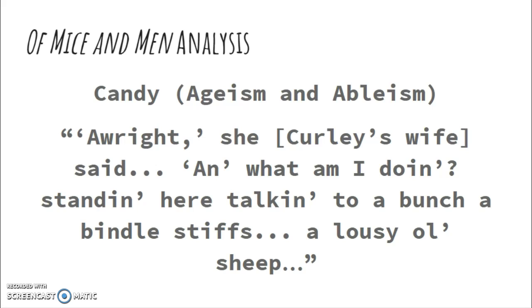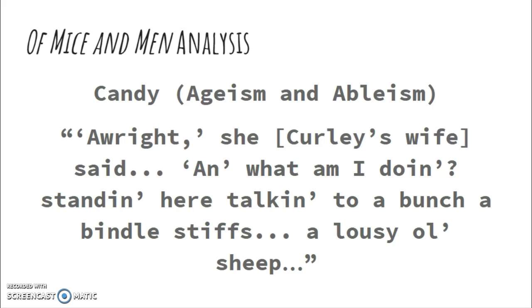Candy is not as able as the other men. He doesn't have a hand, and he's old. And because of that, he's another example of how a character faces prejudice. He's not seen as having as much value as other able-bodied or younger characters. Indeed, in a different part of the book, Candy even offers just to do chicken stuff, quote, for George and Lenny when they start talking about the little place that they want to dream of their own.